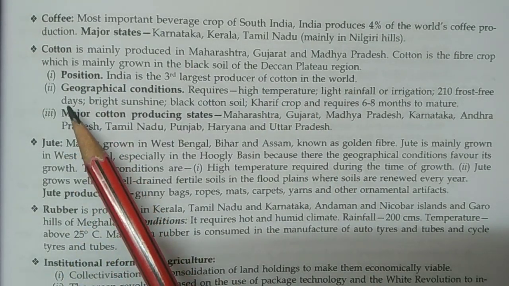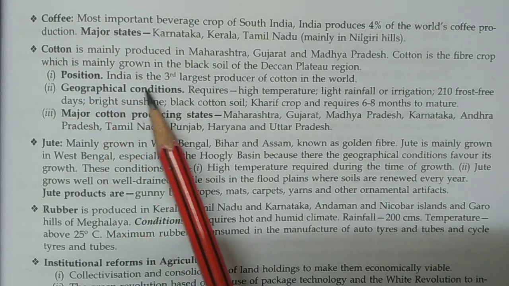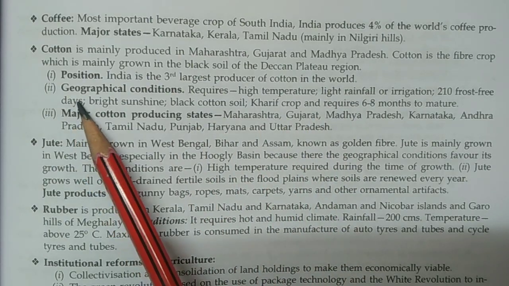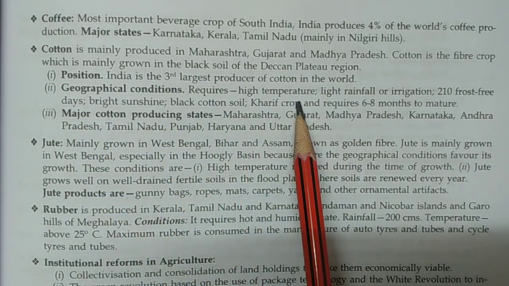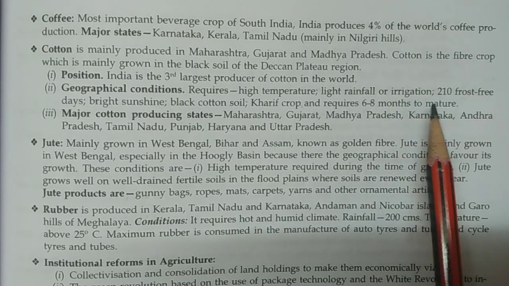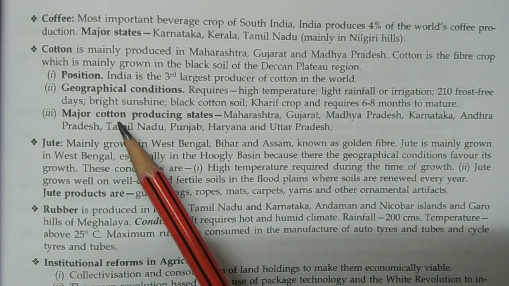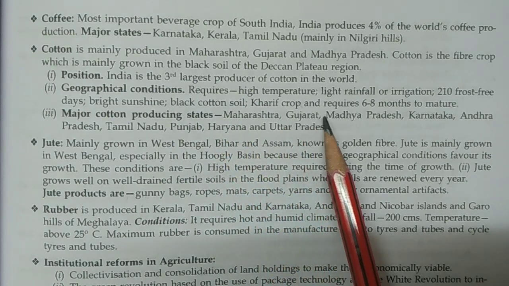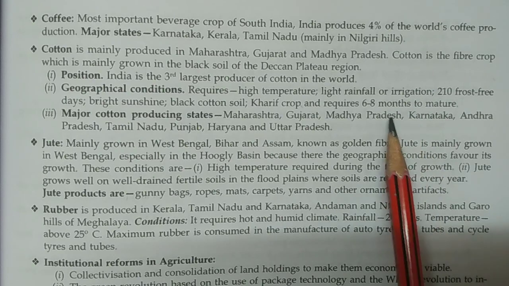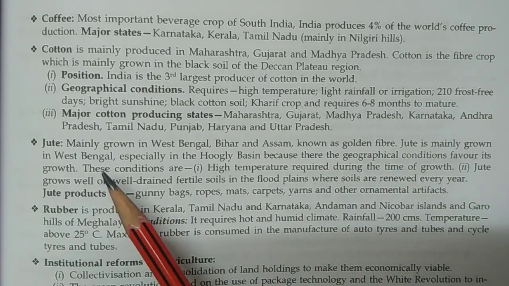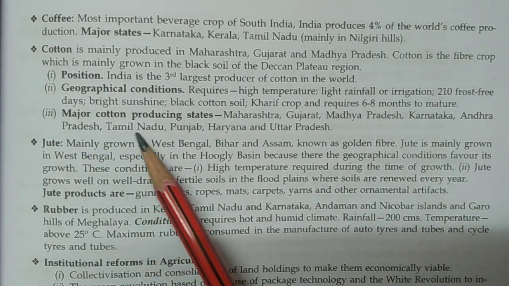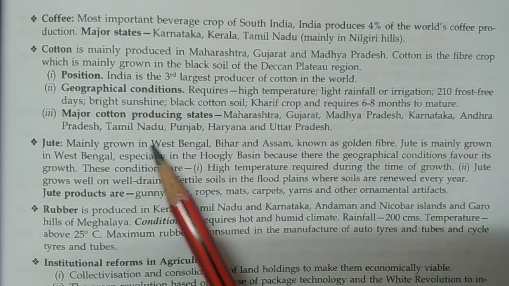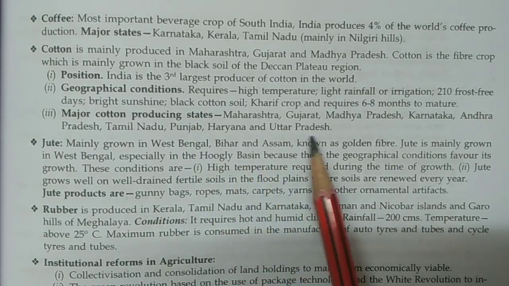So what are the things given here? Position: India is the third largest producer of cotton in the world. Its geographical conditions require high temperature, light rainfall or irrigation, 210 frost-free days, bright sunshine, black cotton soil. It is a kharif crop and requires 6 to 8 months to mature. Third, major cotton producing states: Maharashtra, Gujarat, Madhya Pradesh, Karnataka, Andhra Pradesh, Tamil Nadu, Punjab, Haryana, and Uttar Pradesh.